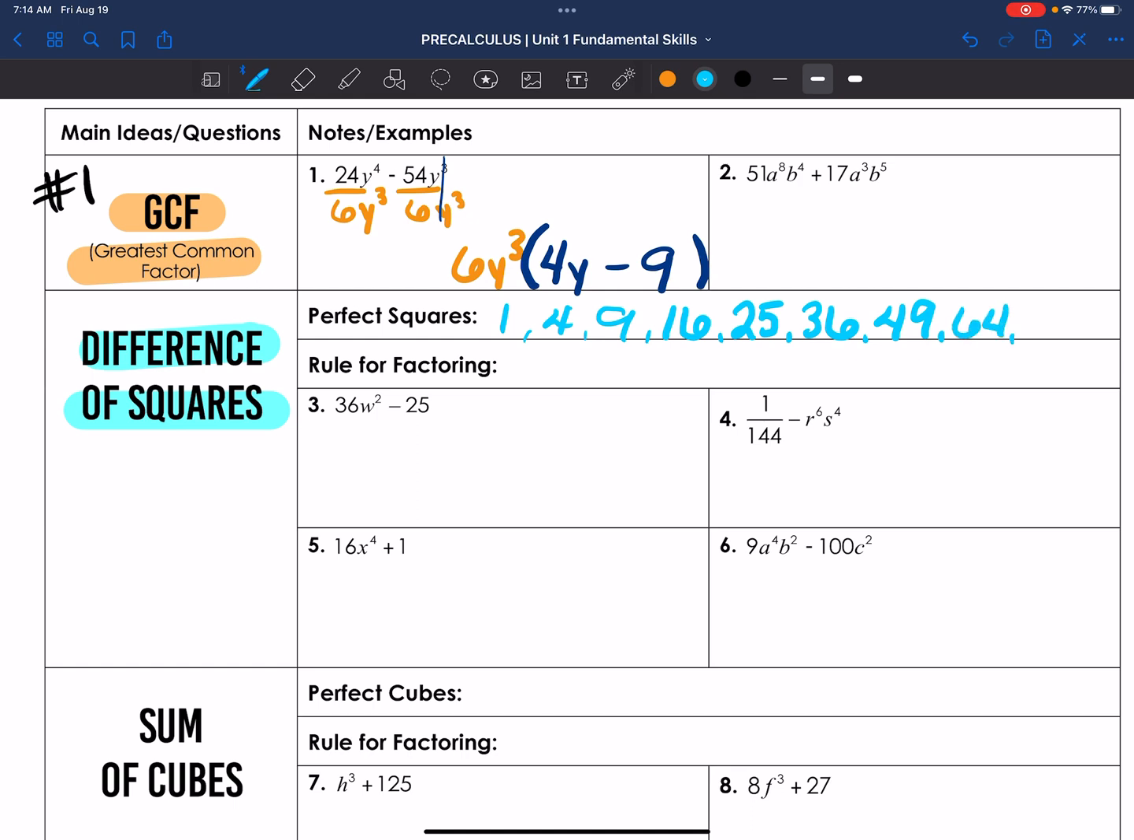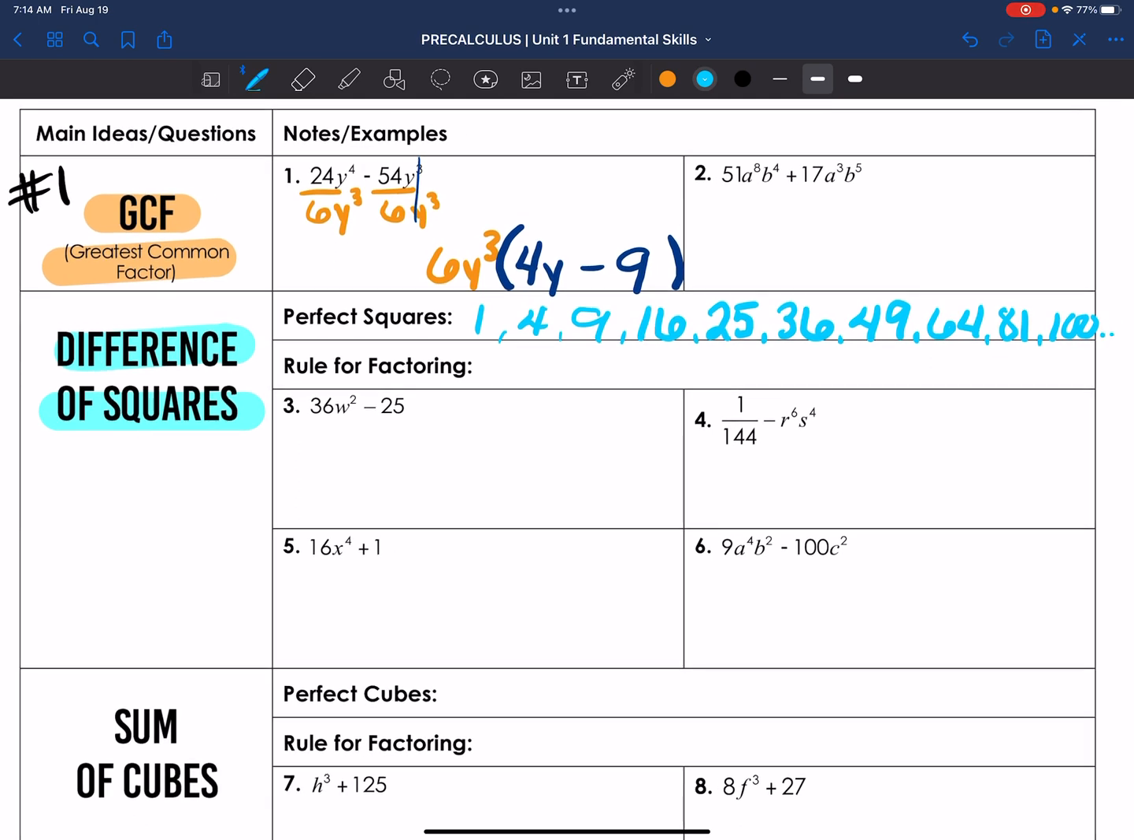64, 81, 100, and the list actually goes on and on and on. Those are just the first 10. So when you see perfect squares in your binomials, that could be a case where we have a difference of squares. And so how do we factor these types?